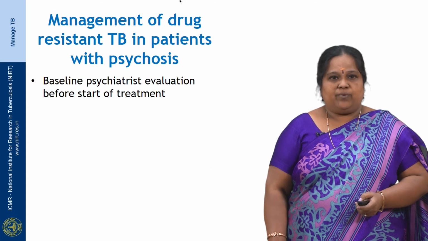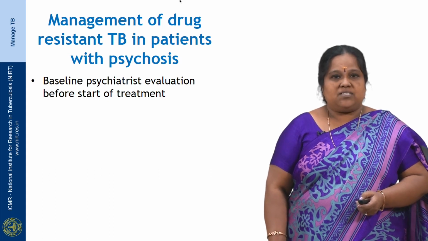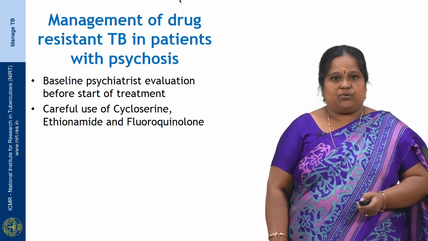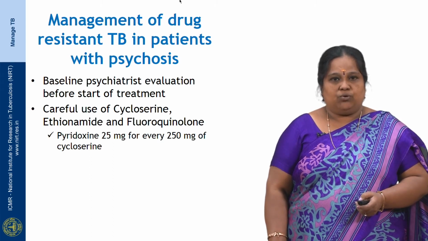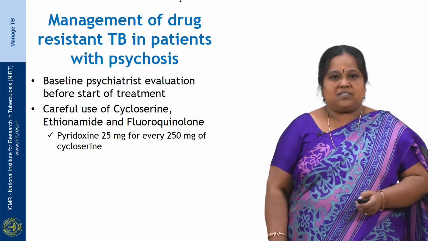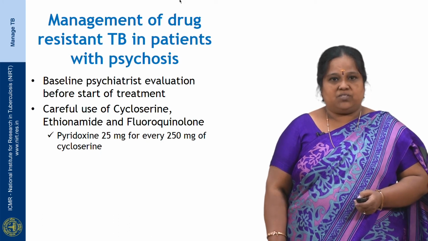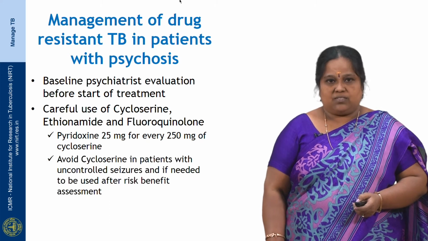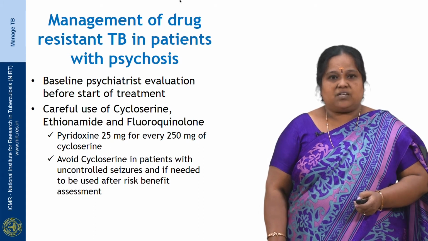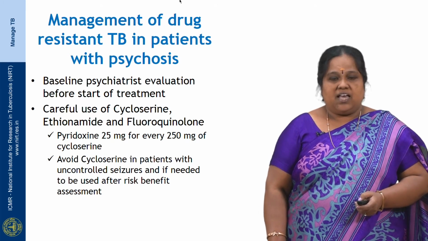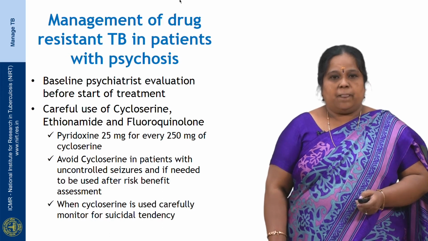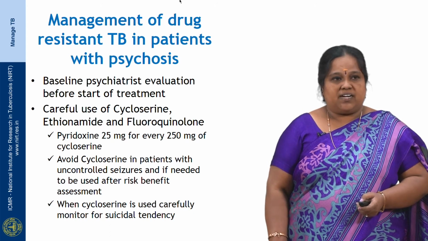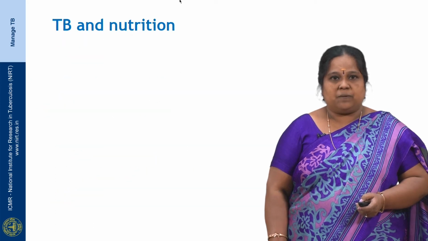Baseline psychiatric evaluation is needed for managing TB in patients with psychosis. We have to carefully use cycloserine, ethionamide and fluoroquinolone, and these patients should also be supplemented with pyridoxine 25 mg for every 250 mg of cycloserine. You should avoid cycloserine in patients with uncontrolled seizures, and if needed it should be given after risk benefit assessment. We should carefully monitor for suicidal tendencies when cycloserine is administered to patients with psychosis.